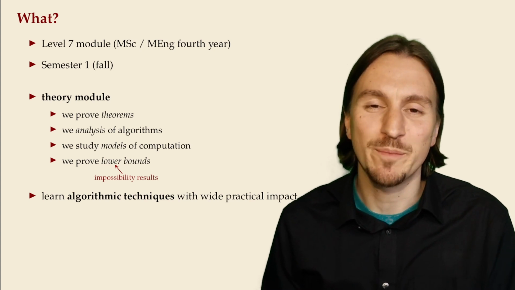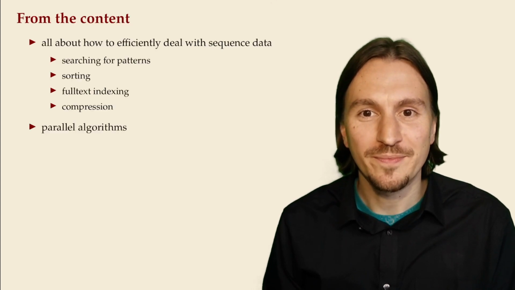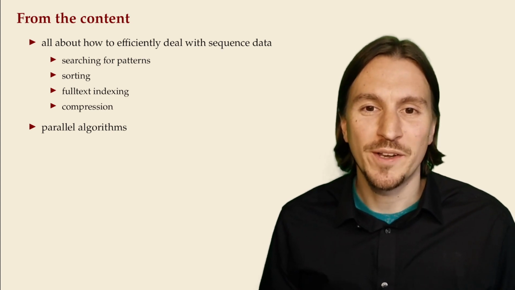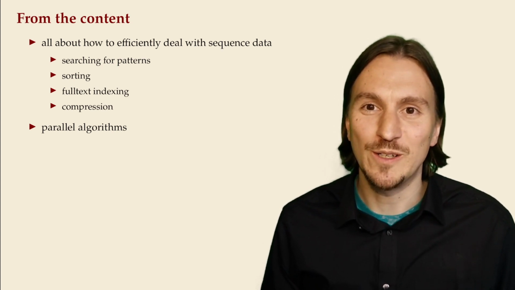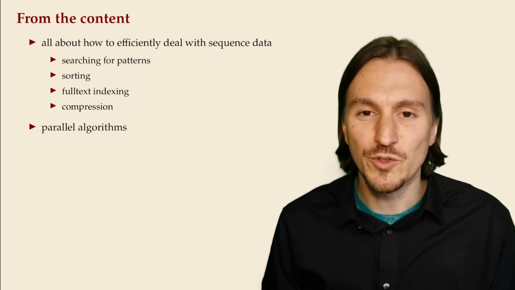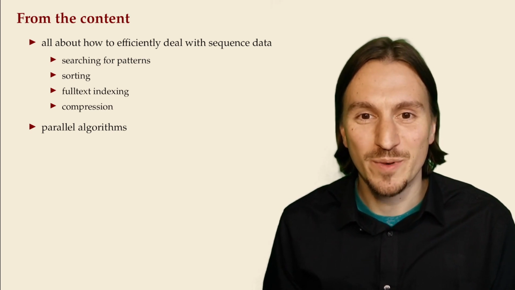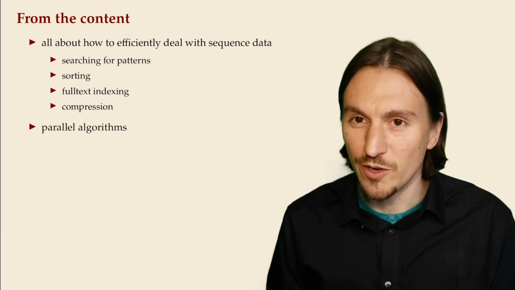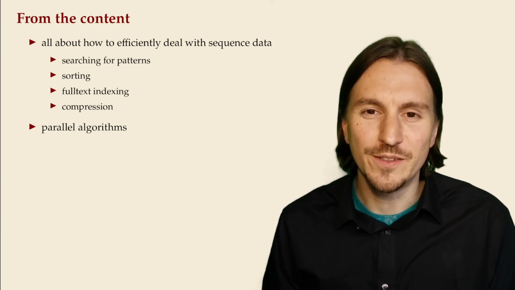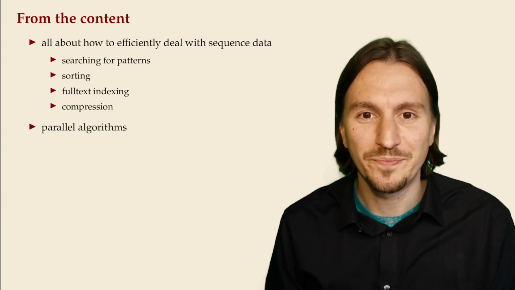So we'll pick specific examples that are chosen to be among the most useful ones. We'll do this on mostly sequence data, anything one-dimensional, and we'll specifically look at how to find patterns in sequence data, how to find specific patterns, how to sort sequence data, how to prepare it for very fast access by pattern searches if the data does not change often, and we'll look at data compression. Orthogonally to that, we'll also look at parallel algorithms to speed up any of these processes.